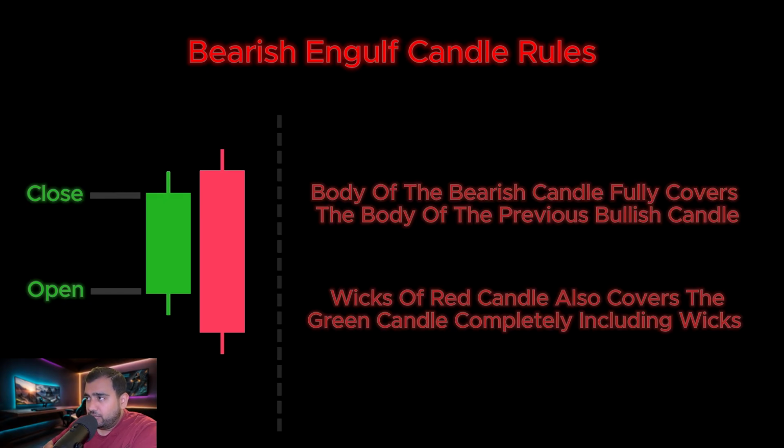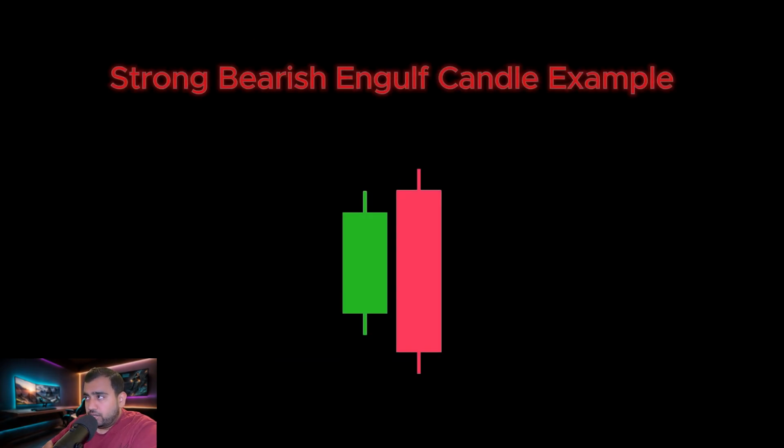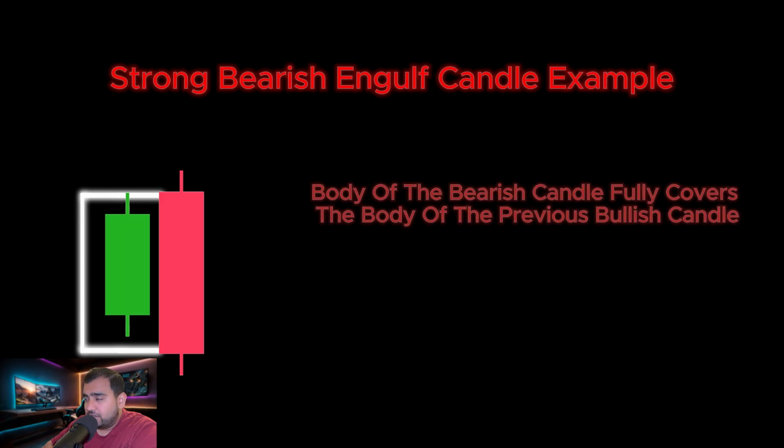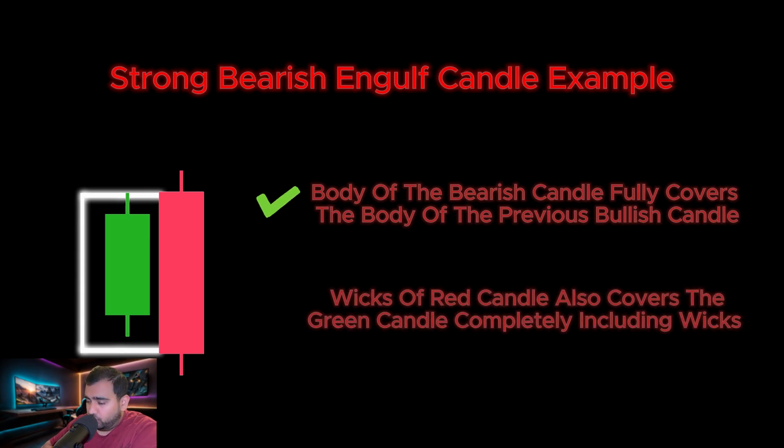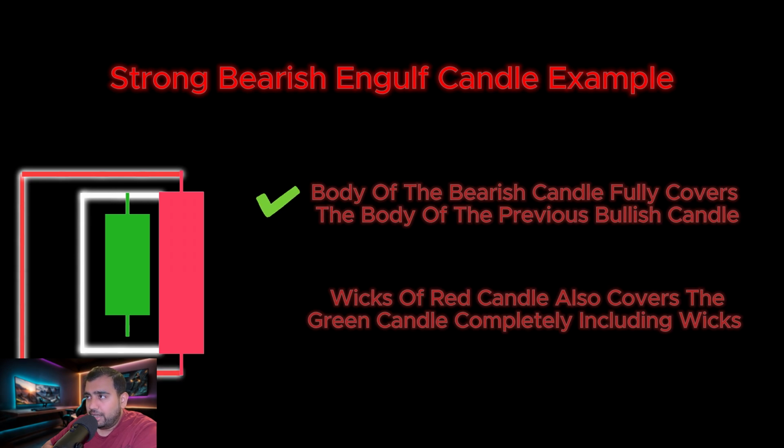The second rule is that the wick of the red candle also covers the green candle completely, including the wicks. So here are the examples. You can see the body is covering the green candle, so rule number one is validated here. Same like that, we have rule number two, where the wicks should also cover the body and the wicks of the green candle, and the green candle is not going beyond the wicks of the red candle. So rule number two is validated here as well.